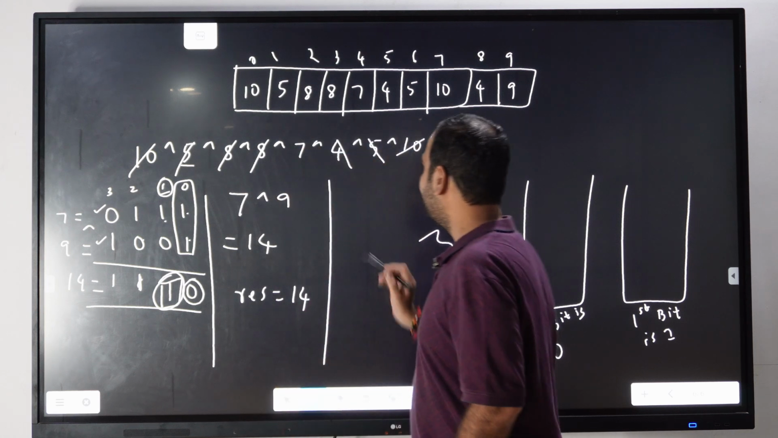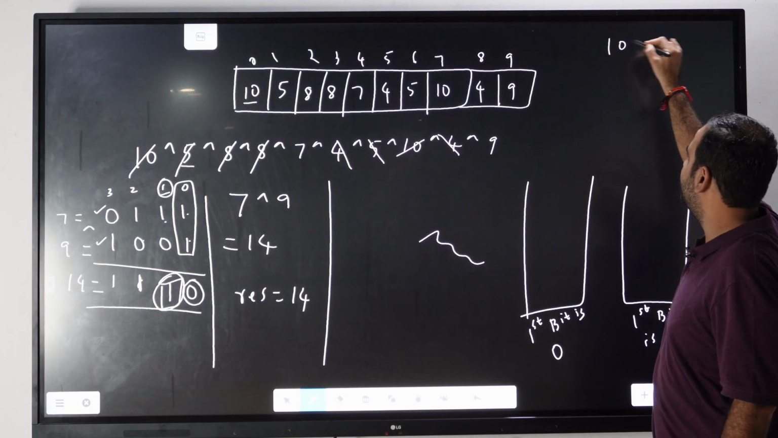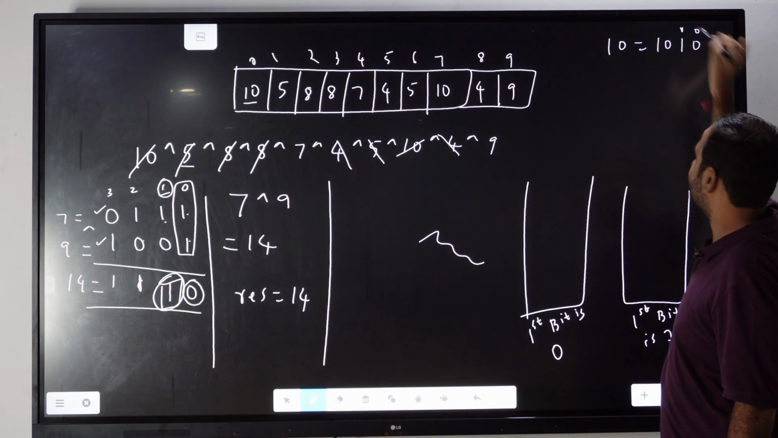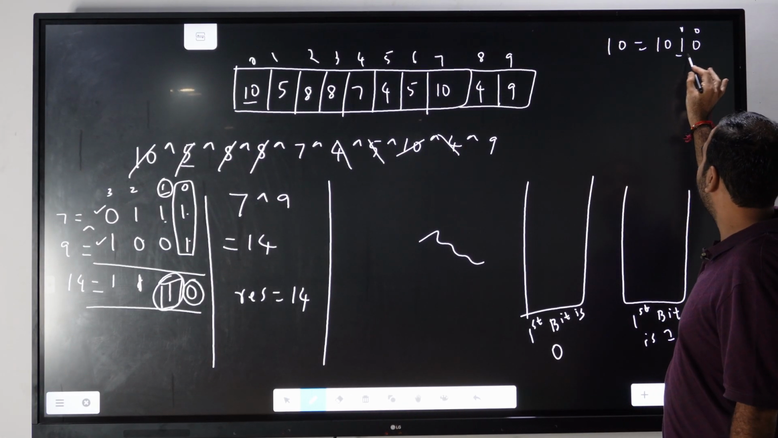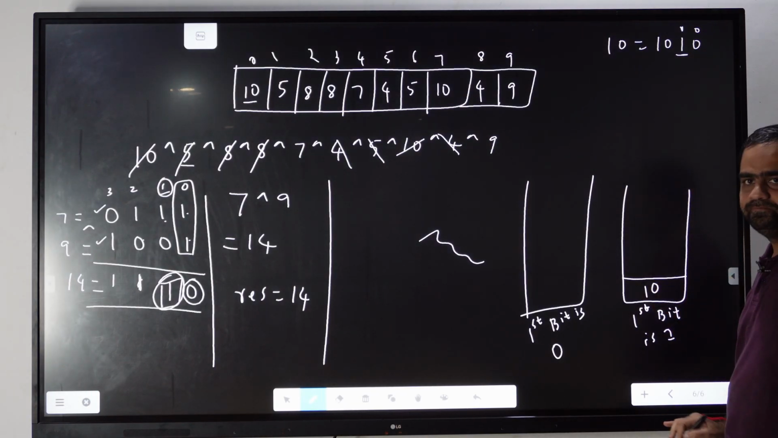Okay. Now, what do we do? We take one by one number 10. What is 10 in binary? 10 in binary is 1010. Now, this is the 0th bit, this is the first bit. Now, what is the first bit? It is 1. Therefore, 10 goes in bucket number 1.